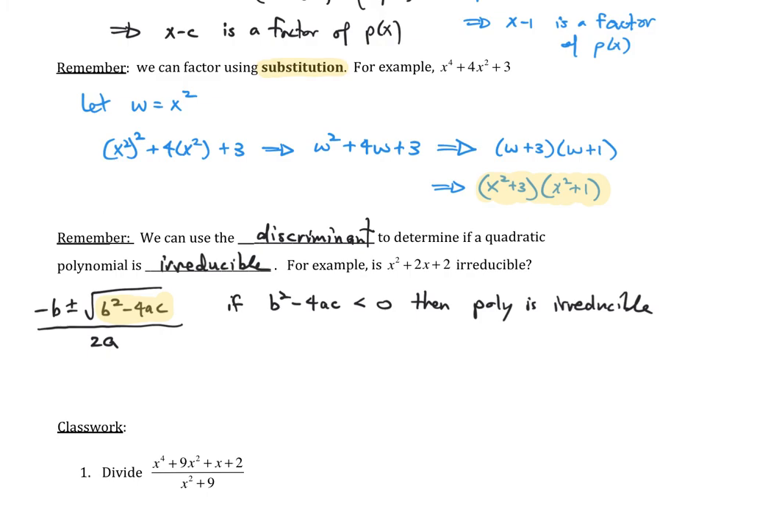So if we did a quick example, in our polynomial over here, a is 1, b is 2, and c is 2. If I calculate b squared minus 4ac, that's equal to 2 squared minus 4 times 1 times 2, and that gives me negative 4. Negative 4 is less than 0. So this means x squared plus 2x plus 2 is irreducible.